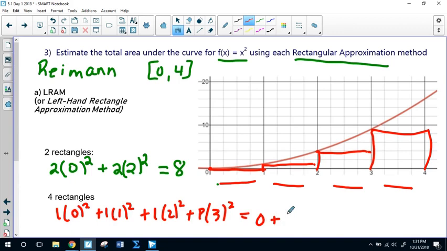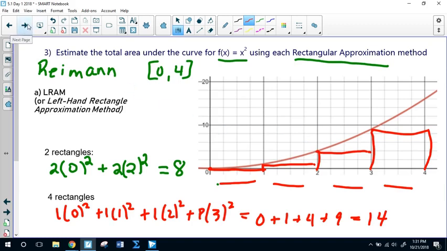So I have 0 plus 1 plus 4 plus 9, which is 14, is the approximate area under this curve. Again, a lot of empty space that hasn't been filled in, but it's a little bit better than the previous one. And if I did more rectangles, I would get closer, and more rectangles, and I would get closer.